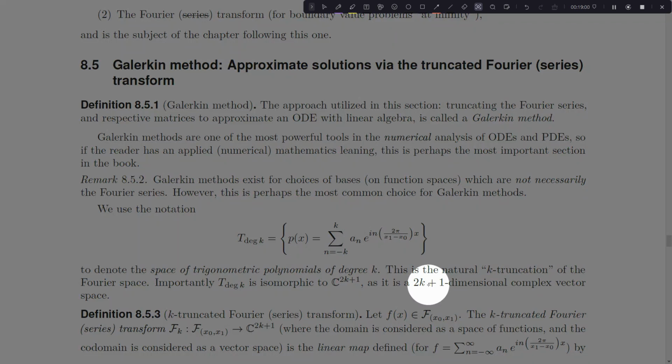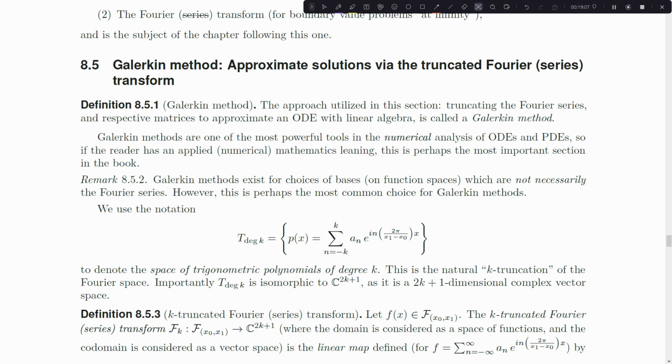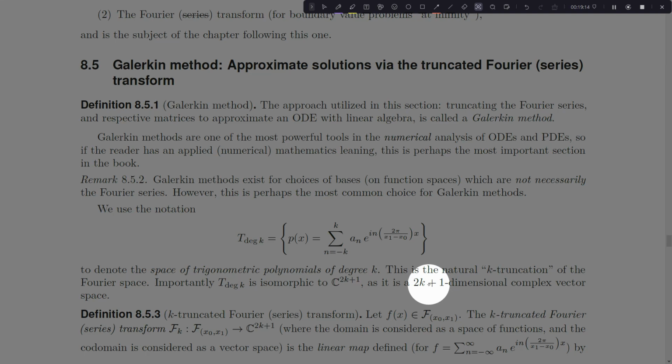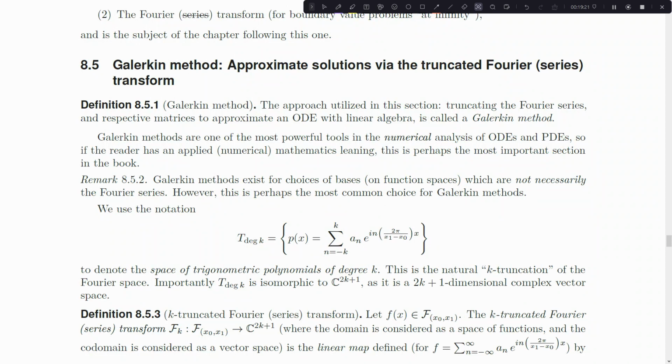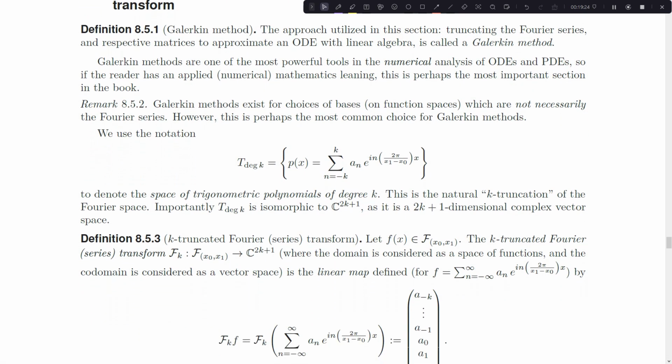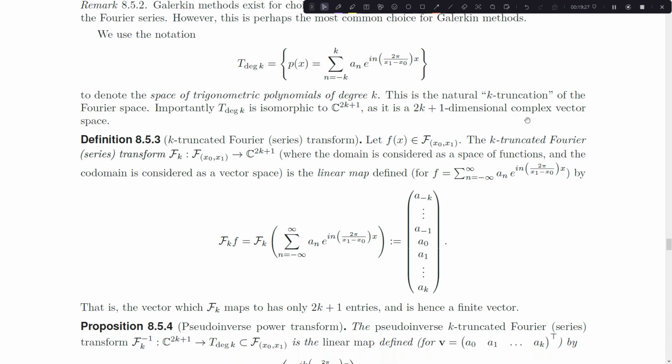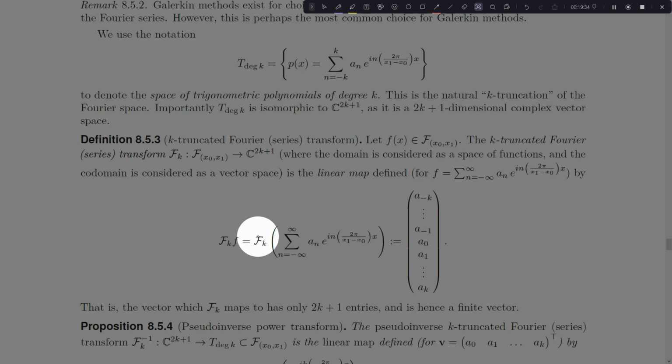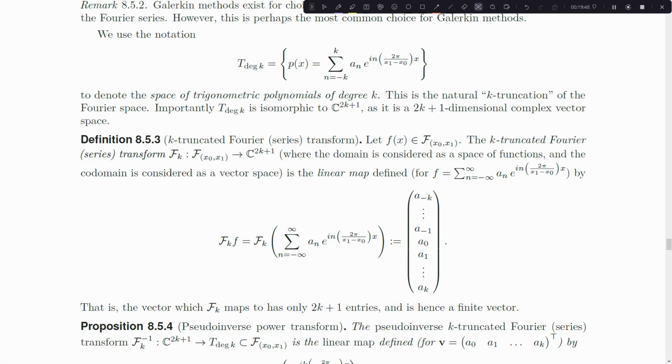But we just want to be aware that this is actually a 2k plus 1 dimensional space, even though it looks like it's a k truncation. You might think it's just k dimensional, and that's not true. This is always odd dimension, because we have an equal number of positive and negative n, and then we have 0 in the middle. So we always have an odd dimension of this space. And then we look at the definition of the k truncated Fourier series transform, where, just like with the analytic cases, I'm truncating at k. So I'm stopping at k here, and all I'm going to do is get the 2k plus 1 length vector, which is exactly those entries of my Fourier series.